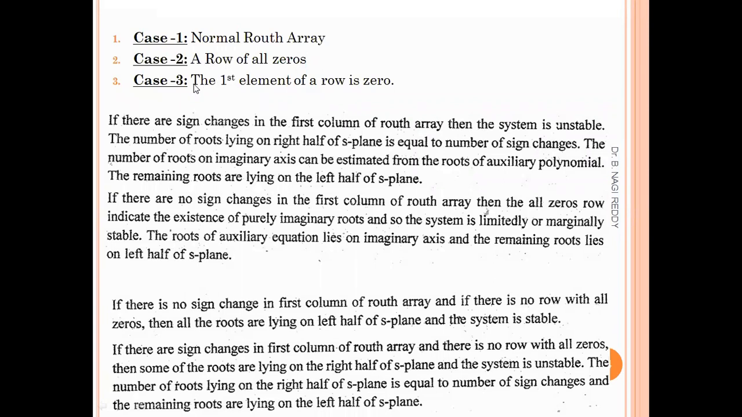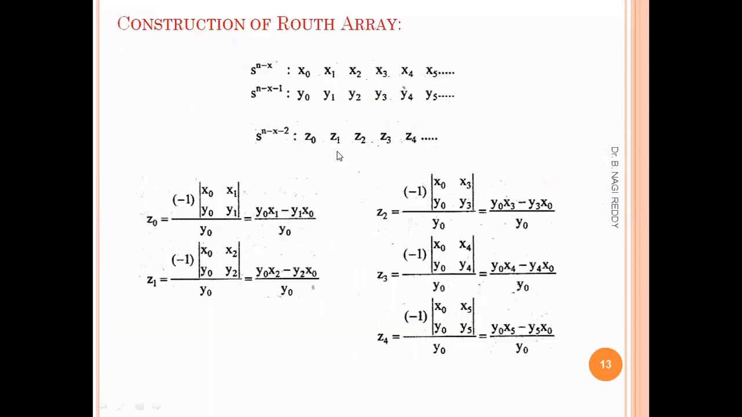Coming to case 3, when the first element of the row is 0, that means let us consider only y naught is 0, but all other parameters are non-zero. If y naught is 0, you can see in each and every element the denominator is y naught only. So anything by 0 will be infinity, right? So if y naught is 0, how can we calculate all these parameters? This is another difficulty. How can we eliminate this difficulty? That we will see in the case 3 problems.